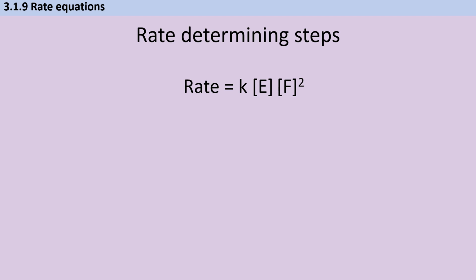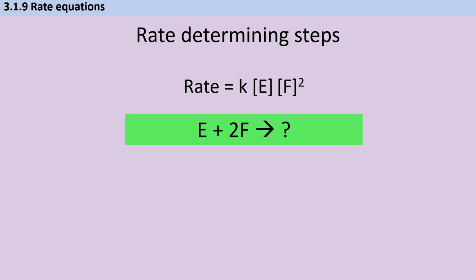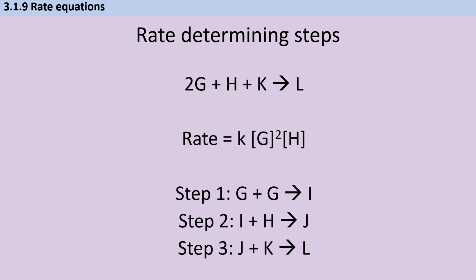If I just look at this rate equation, I can immediately say that the rate determining step for this reaction must include 1 mole of E reacting with 2 moles of F. Sometimes this might be slightly more ambiguous and you might need to think about it a little bit.